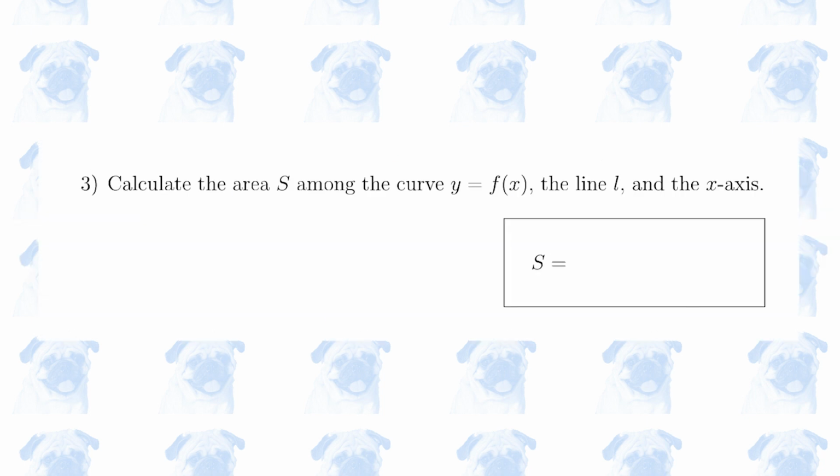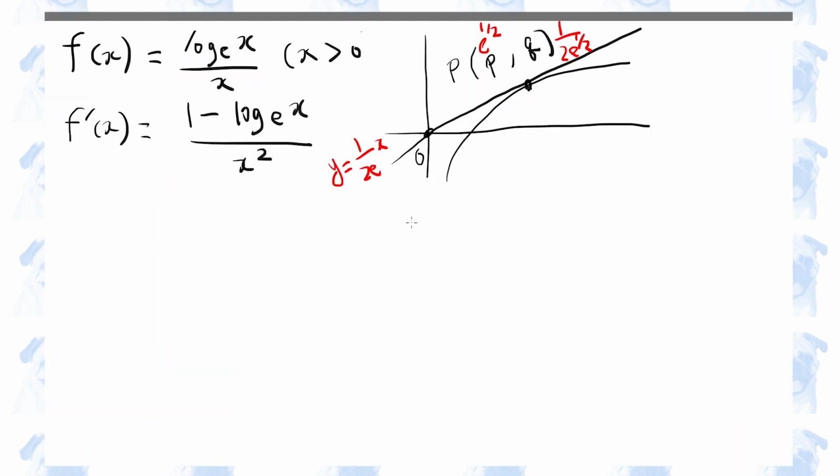Section 3, number 3. In this question, we need to find the area bounded by line L, function f of x, and the x-axis. So we basically have to calculate the area of this green triangle and then subtract the area under the curve here. So green triangle minus the area under the curve.